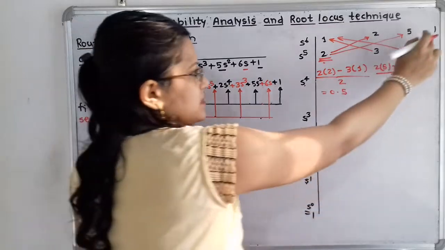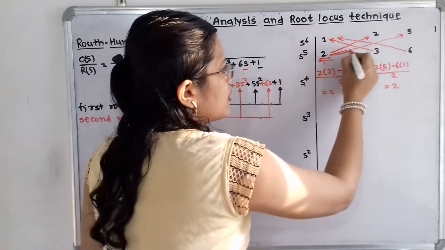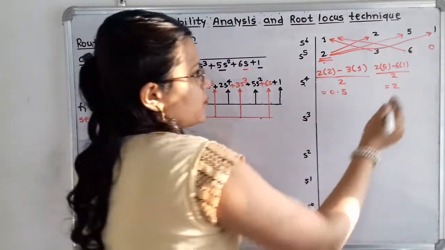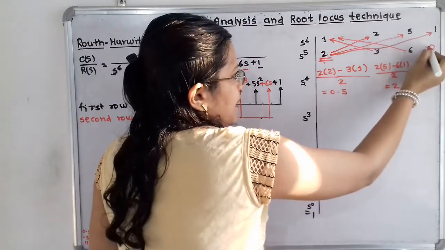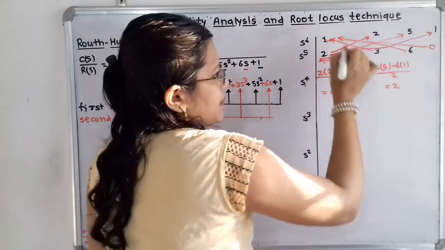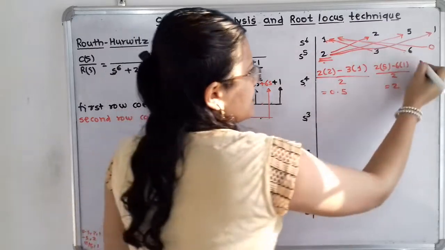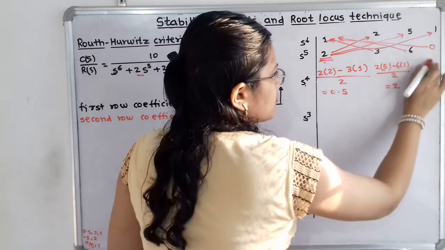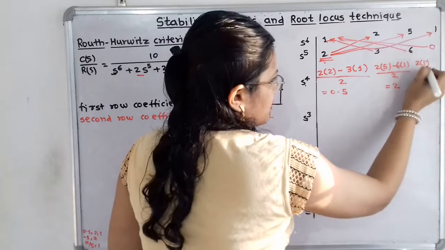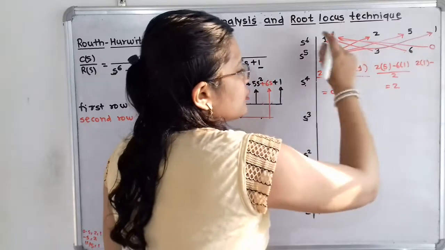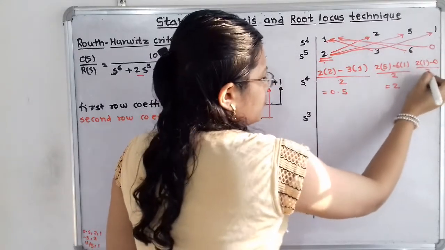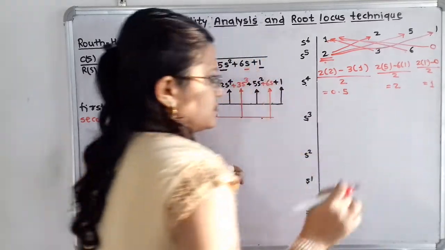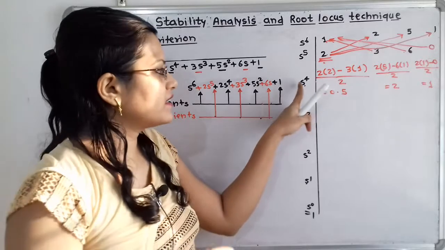Then again for the third number, we take 2 multiplied by 1, and here we consider 0. This is an important step. So 2 multiplied by 1 minus 0 multiplied by 1, that is 0, divided by 2. So 2 divided by 2 is equal to 1. These are the numbers we have to write in front of s raised to 4.